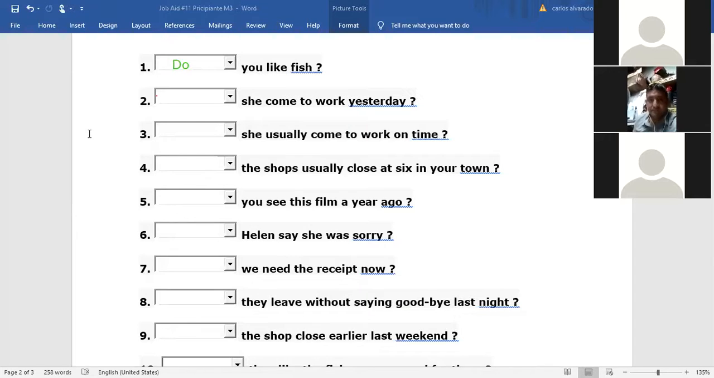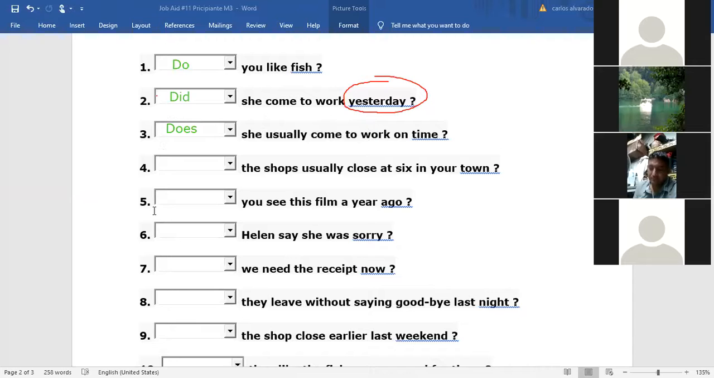Number two, blank. Does. Did. No. Yesterday. Did. Past. Right? Sería did. Yes, very good. Okay. Number three, blank she actually come to work on time? Does. Correct. Does she usually come to work on time?